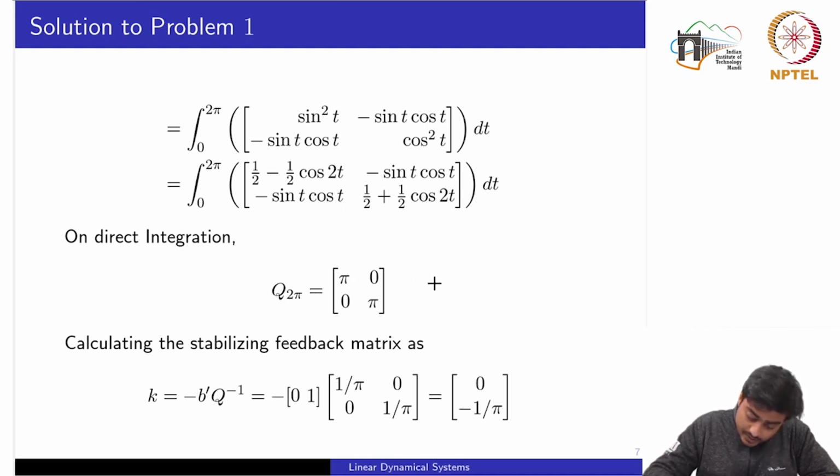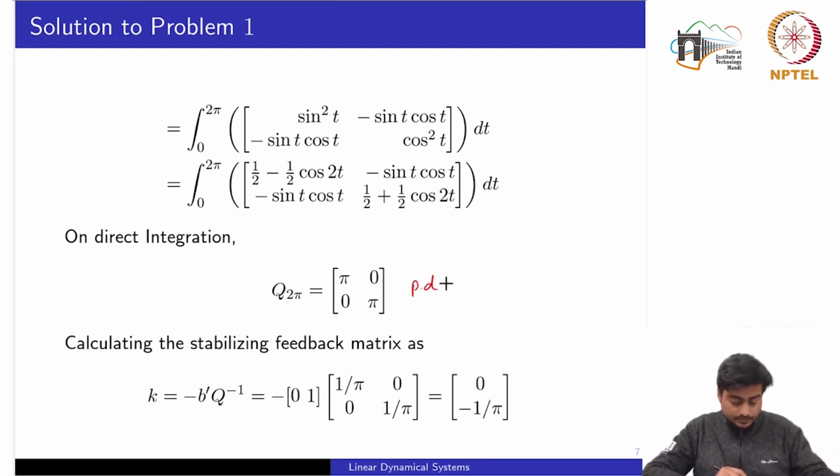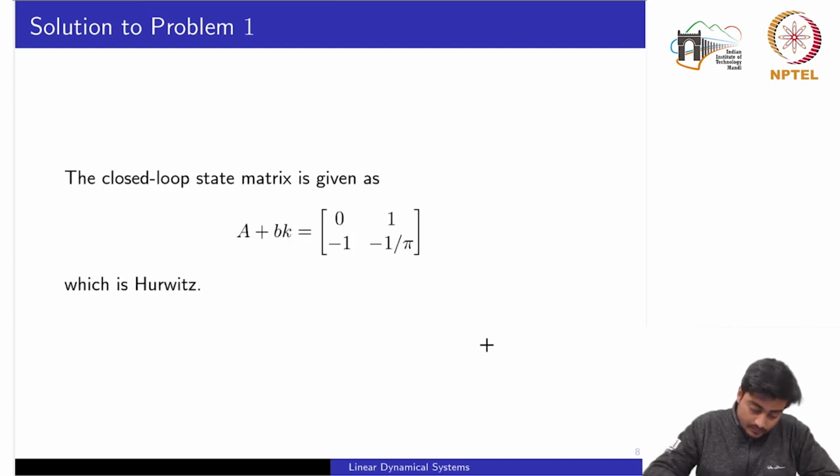So these are pi, pi, right? So this would definitely be a positive definite matrix. Okay. Now calculating the stabilizing feedback matrix as K equal to minus B transpose Q inverse, we finally obtain this state feedback gain vector. Now next you can verify the closed loop state matrix, whether it is Hurwitz or not. So by computing the eigenvalues of this matrix, you would see that this matrix is Hurwitz. So here we have presented another way of computing the state feedback matrix by using the controllability Gramian.